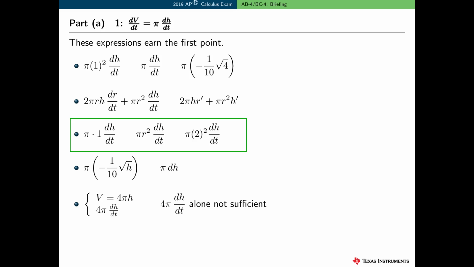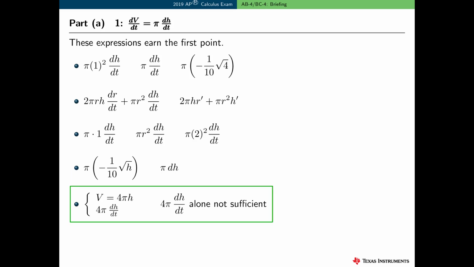But they have still sufficiently conveyed the chain rule concept. In this first response, the student has used the expression for dh/dt. And this second response is pretty minimal, but still conveys the concept and earns the point. If the student writes these two expressions, they earn the point.